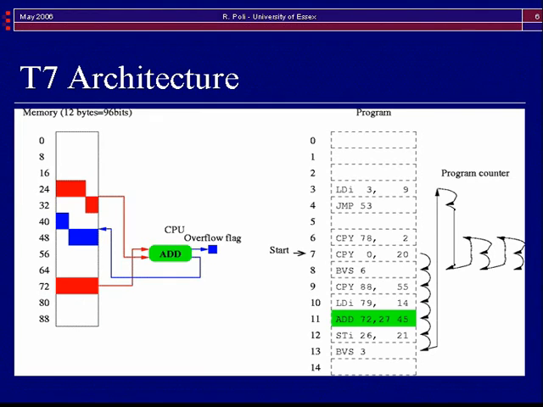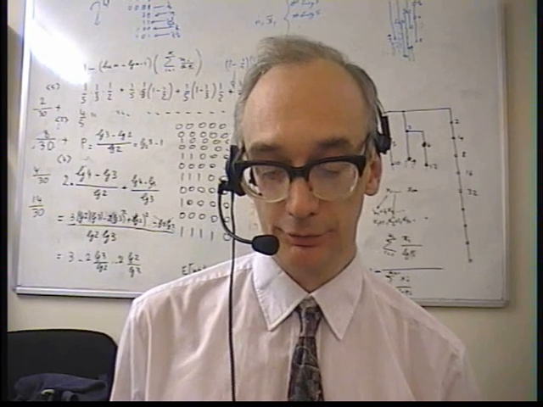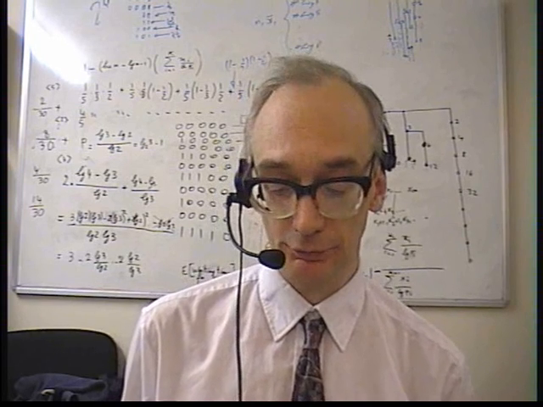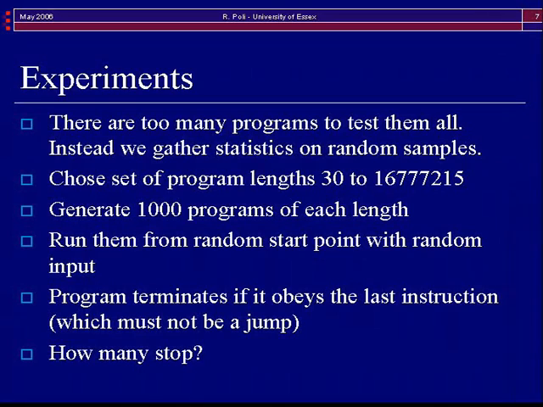The experiments we're going to run are simply to sample at random from the search space. So we'll build up a picture of the whole search space by sampling at various lengths. We'll sample at lengths between 30 and 16 million, and we're going to generate at least 1,000 random programs of each length. We run them from a random starting point with a random input, and the first thing of interest is to see how many of those programs actually stop.